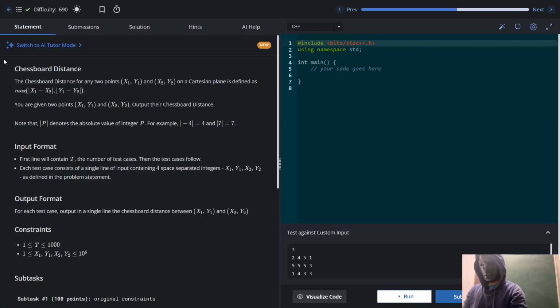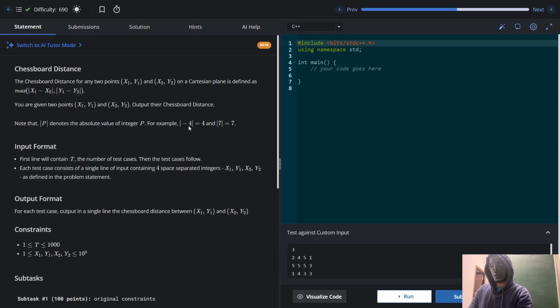So in this video I'll be explaining the chessboard distance problem. It says the chessboard distance for any 2 points x1 comma y1 and x2 comma y2 on a Cartesian plane is defined as max of modulus of x1 minus x2 comma modulus of y1 minus y2. You are given 2 points x1 comma y1 and x2 comma y2. Output their chessboard distance. Note that modulus of p denotes the absolute value of integer p.